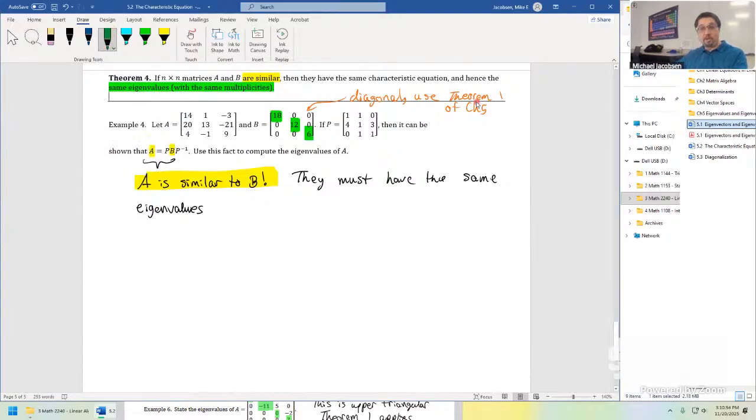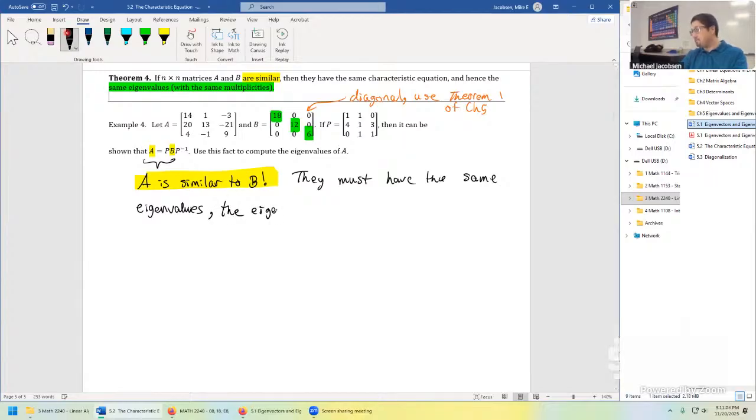So finally connecting theorem 1 of chapter 5, theorem 4 of chapter 5, through the similarity transformation, the eigenvalues of A are lambda 1 equals 18, lambda 2 is 12, and lambda 3 is 6. Then, well, we did it, folks. We've computed the eigenvalues of A.